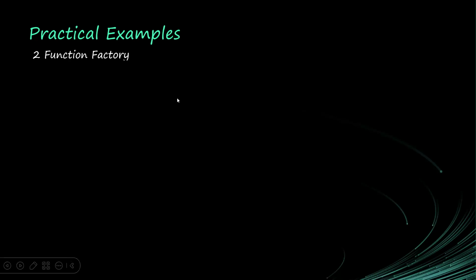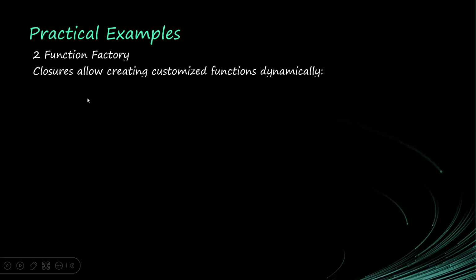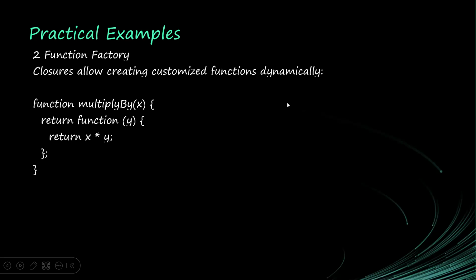So function factory is that we are going to use a function to create things. Our function is going to be like a factory. We are using our function to manufacture things. So function factory is like a function where we are producing objects. Closures allow creating customized functions dynamically. So look at this function here.